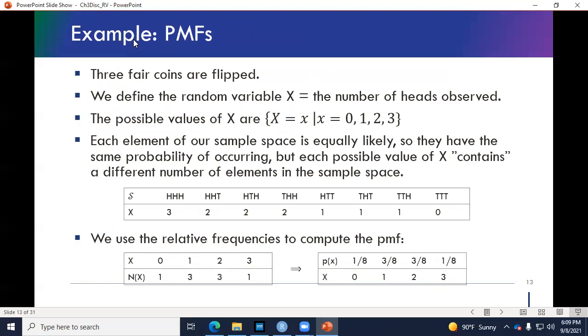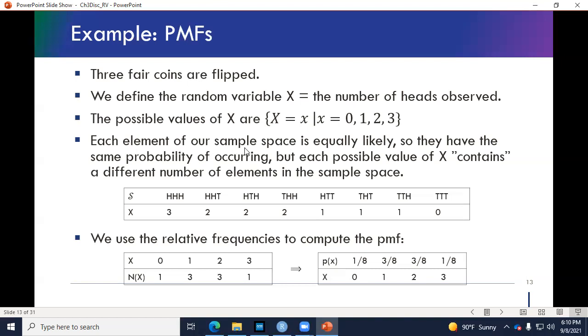Another example, a bit more complex for the PMF. We have 3 fair coins flipped. We define the random variable X as the number of heads you observe. So you flip the 3 coins and you record the number of heads you observe each time. The possible values for X can only be 0 heads observed, 1 head, 2, or 3. It will not be outside this sample space. It can only be 0, 1, 2, 3.